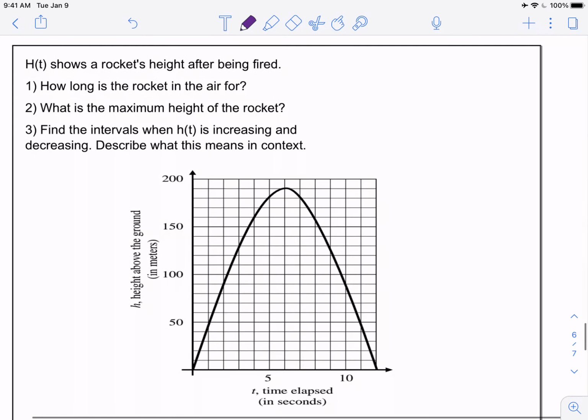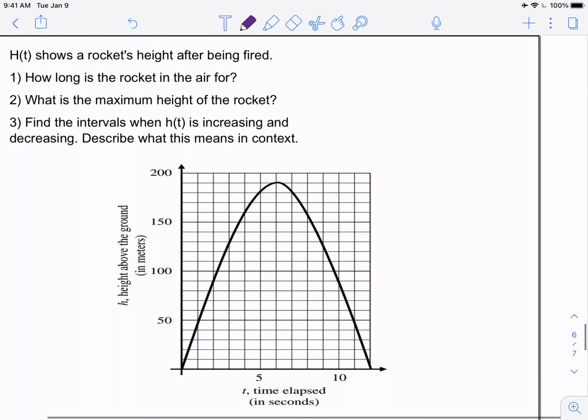Now it looks like we're looking at a quadratic function here. We have a parabola. It's called h of t. So t is our variable here, where t is time and h is height. So it says, how long is the rocket in the air for? So we're kind of reading a graph here. It looks like it's fired at the very beginning here, reaches a maximum height, and then, due to gravity, it falls back down. So how long is it in the air for? This is 10 seconds. So it looks like this whole event takes place over 12 seconds.